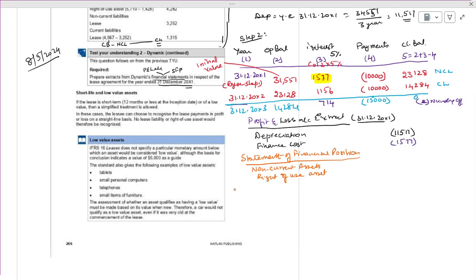In the opening balance, how much will I write? Opening balance is 31,551 plus 3,000, so the total value is 34,551, including direct cost. How much is the depreciation we have in the first year? 11517. How much is the difference you will get?